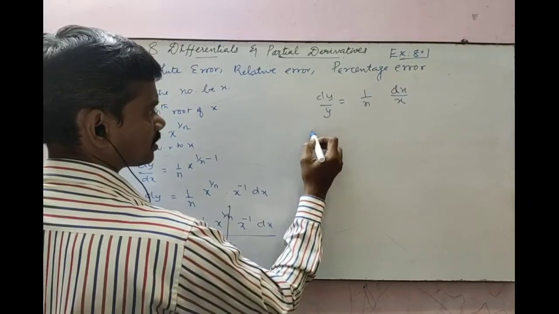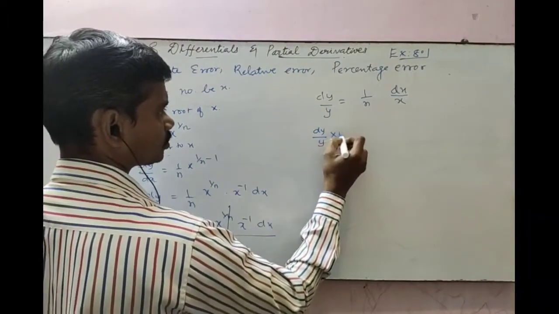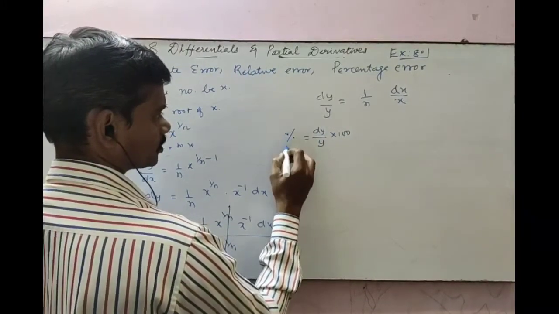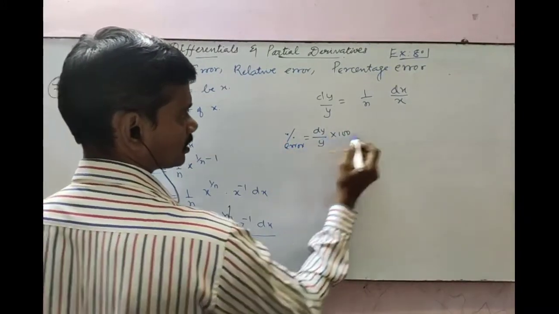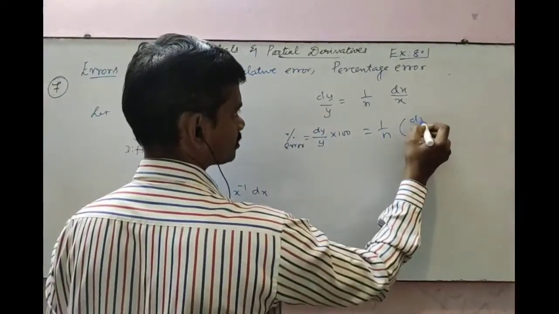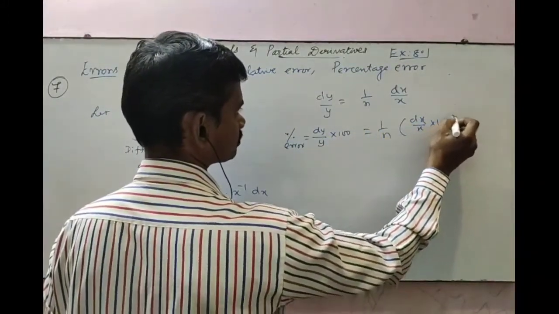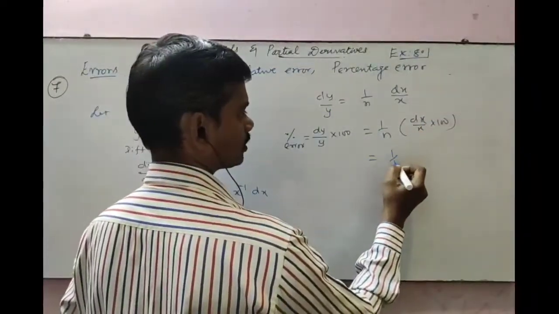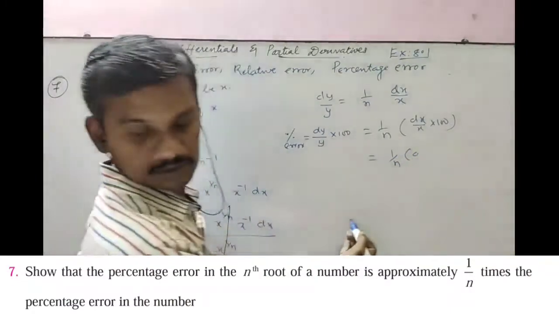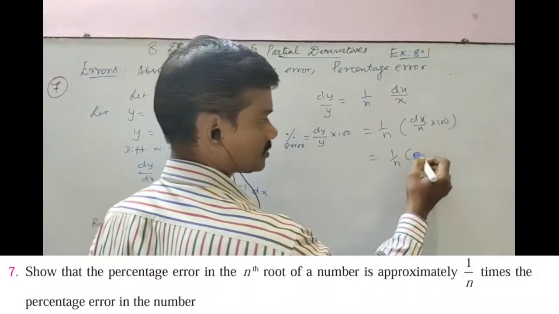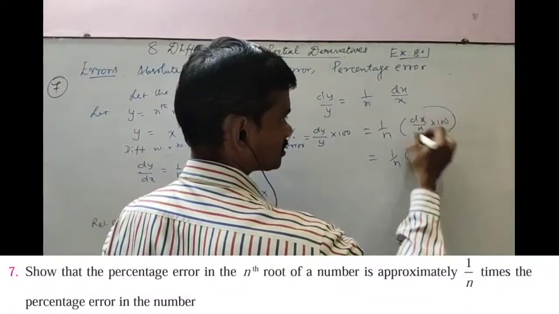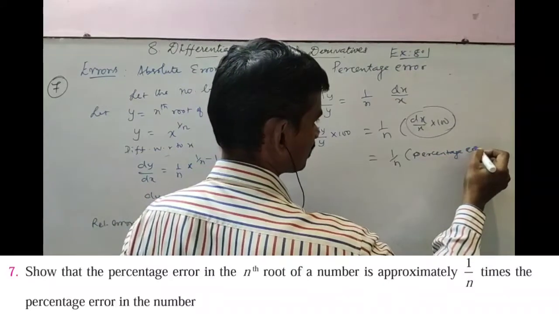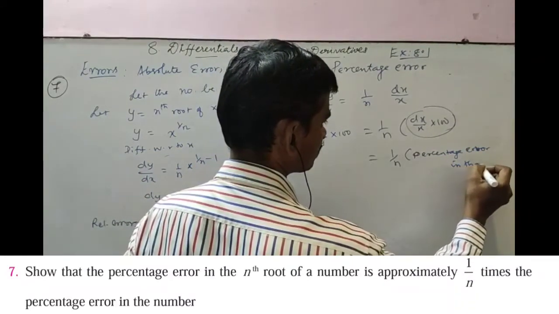So the percentage error, that is dy by y into 100. So this is the percentage error. Percentage error of that number is 1 by n times dx by x into 100. So 1 by n times the percentage error in the number. So this is the percentage error of the number.